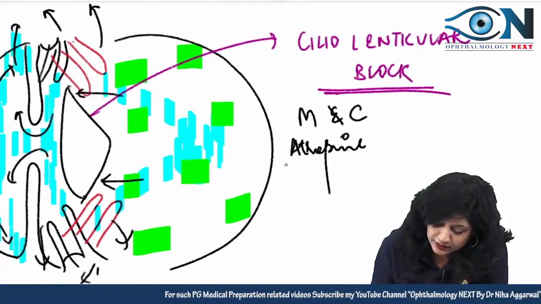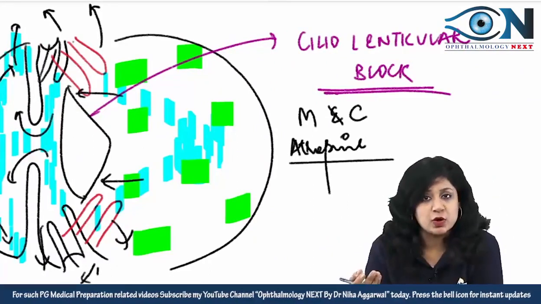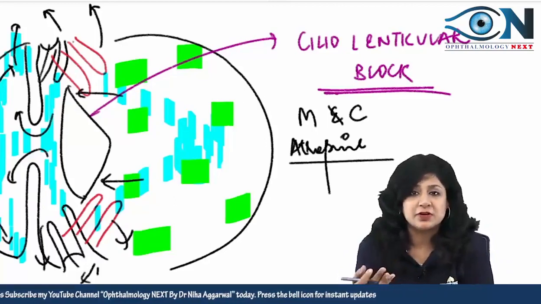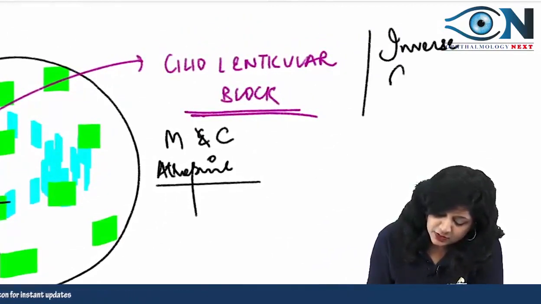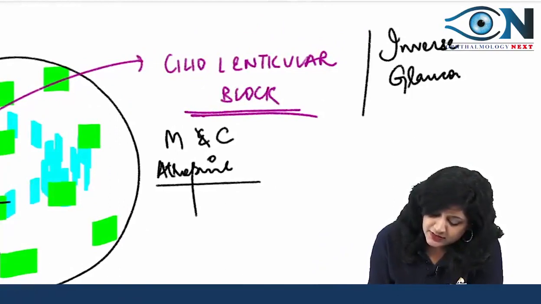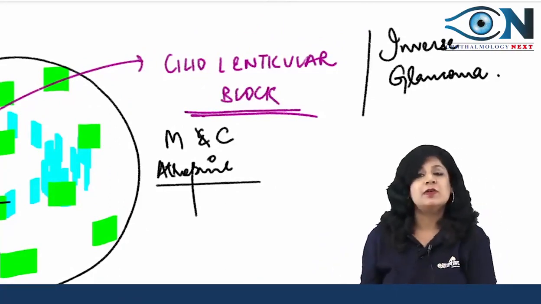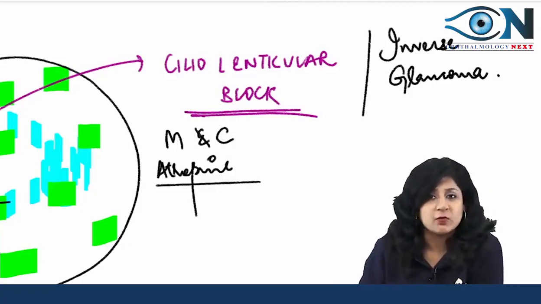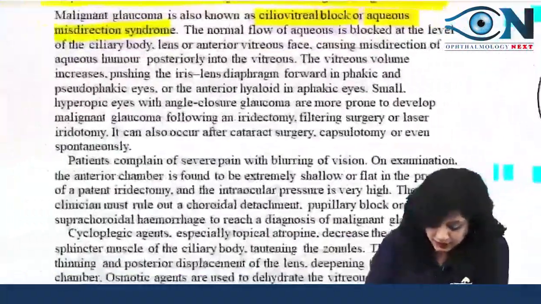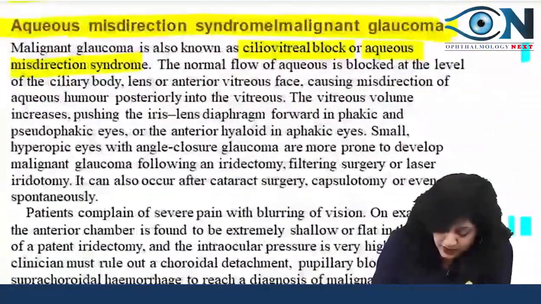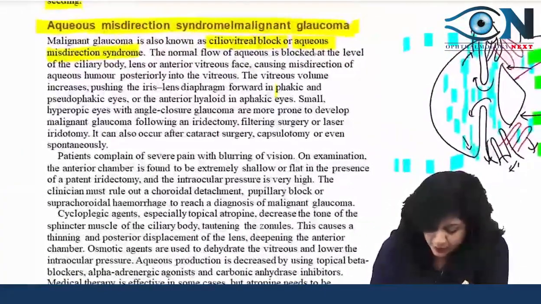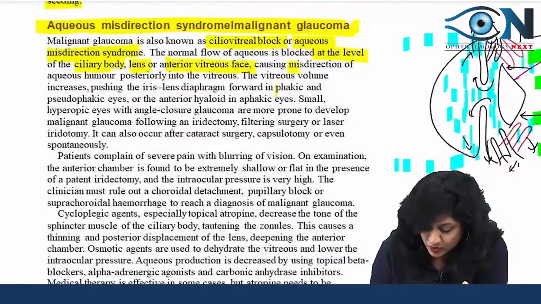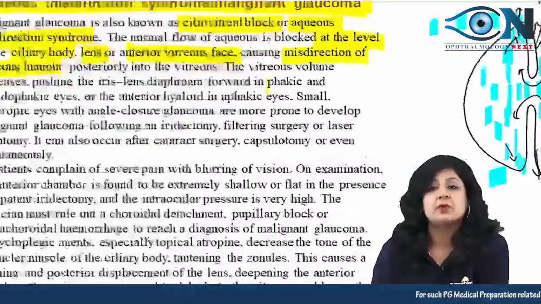Now, atropine is normally avoided in cases of glaucoma. So this is something inverse that we are doing, and that is why it is also called inverse glaucoma. Normally we do not give mydriatics in glaucoma; they are avoided. So let us read. The normal flow of aqueous is blocked at the level of the ciliary body, lens and anterior vitreous face, causing the misdirection of the aqueous humor.